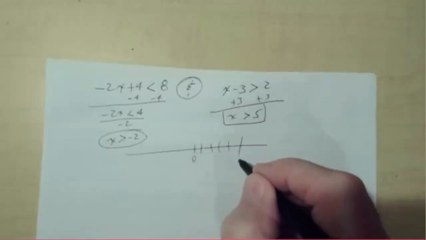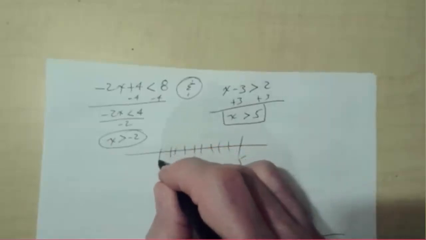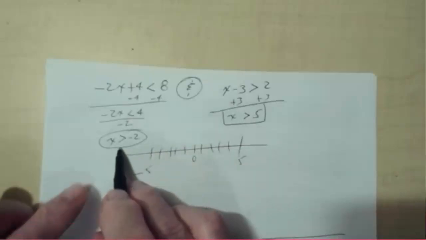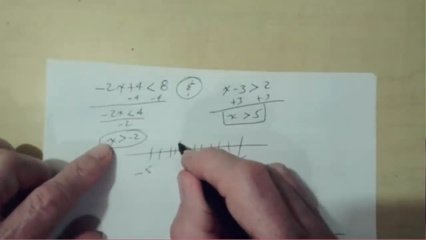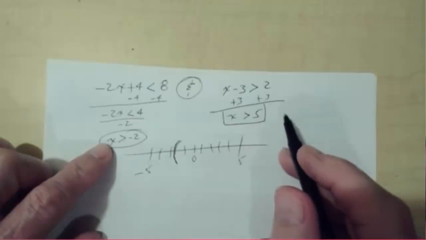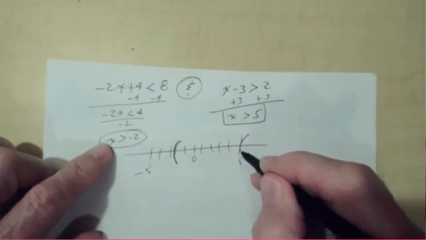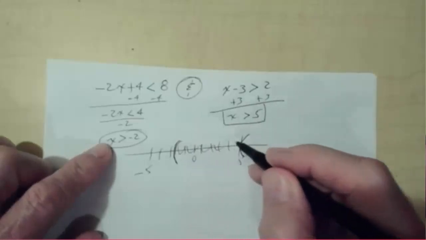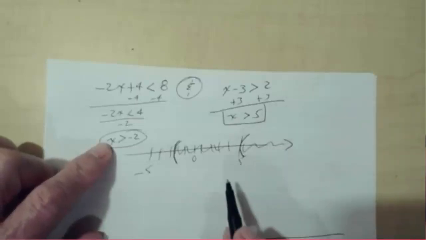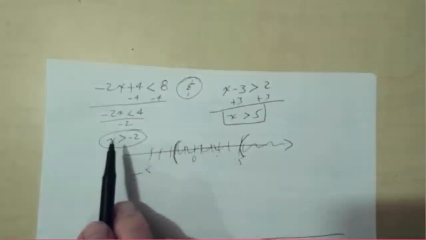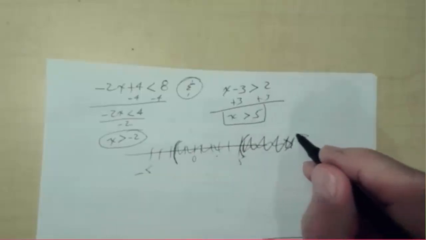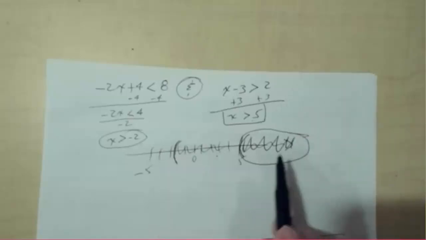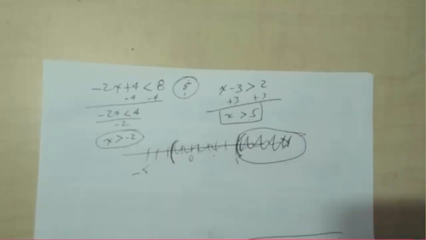Negative 5 through 5. So x is greater than negative 2. Negative 2 is here. Greater than, we use a parenthesis. And here, x is greater than 5. Okay? So remember, what numbers are in both of these? Only this. This is the only thing that goes in both. Right?